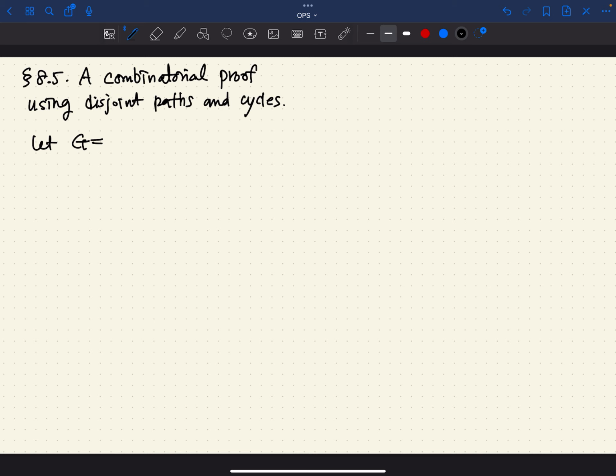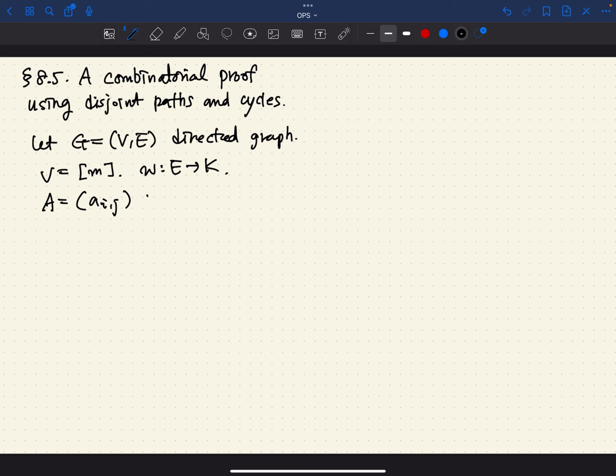As before, let G be a directed graph. V is the set of integers 1 through m, and we have an edge weight as before. That's the same situation. And we define what a path is, and A is the adjacency matrix of G.